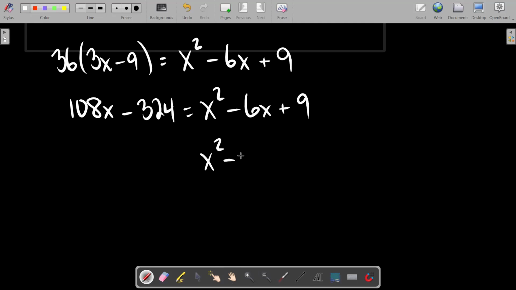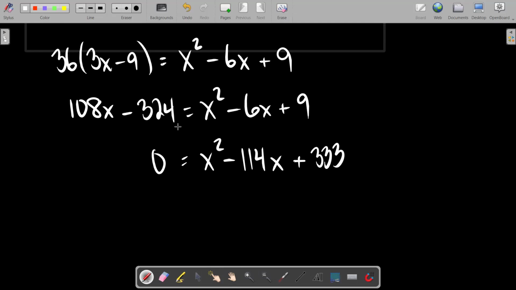Nope. Negative 114 x's. And what's the number going to be at the end? The constant, the c? Plus, were you about to subtract 324 from both sides? Plus 333 equals 0. And that's a little bit frightening, huh? It's a little bit of an intimidating prospect here.